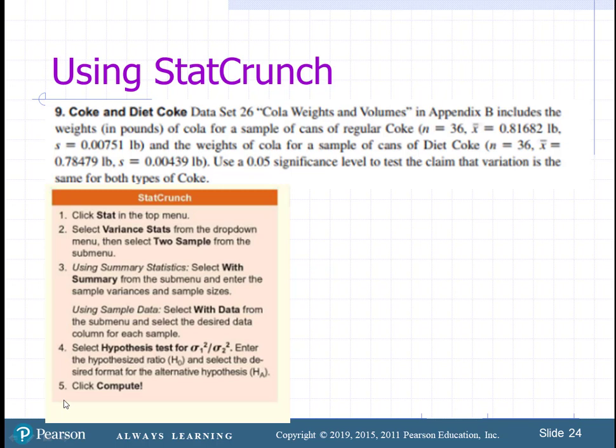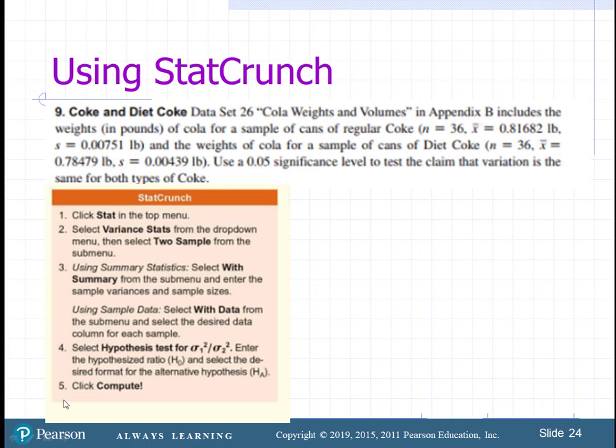If you have the 13th edition, this is in your book at the end of section 9.4, but it uses the data set in the back of your book. And so we are going to look at the weight in pounds of cans of regular Coke and cans of Diet Coke. We want to test the claim that the variation is the same for both types of Coke. And here are the directions for StatCrunch that are also in section 9.4 in your textbook.